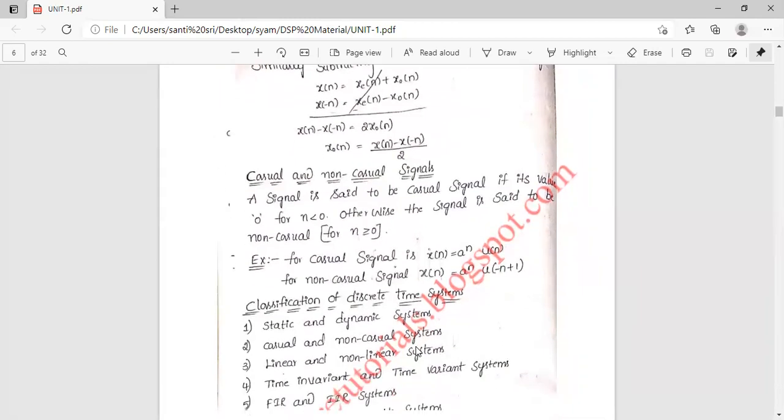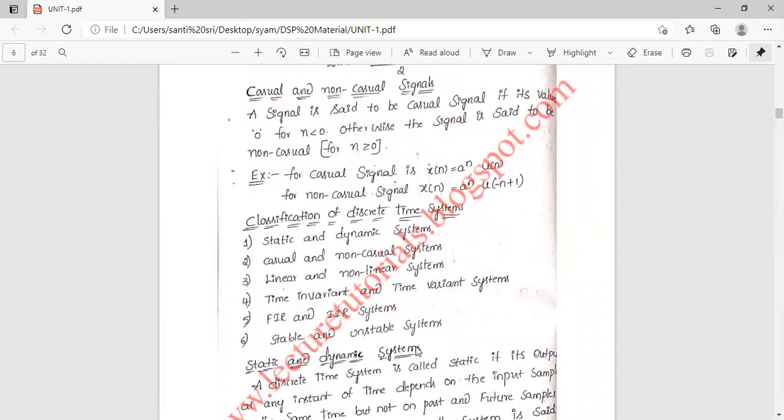So next, coming to the classification of discrete time systems. The above was the classification of discrete time signals: periodic, aperiodic, symmetric, asymmetric, causal, non-causal, and energy and power signals. In the same manner, we have the classification of discrete time systems also. These are classified into static and dynamic systems, causal and non-causal systems, linear and non-linear systems, time invariant and time variant systems, FIR and IIR systems, stable and unstable systems.